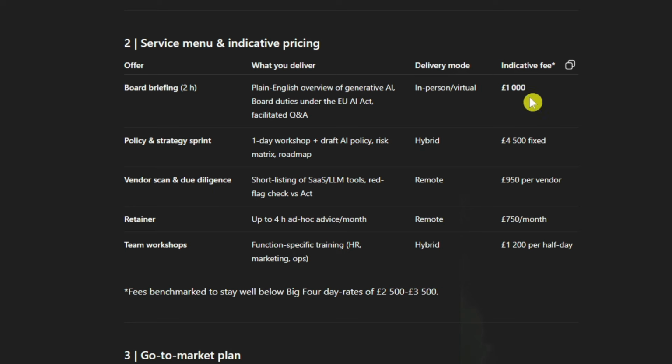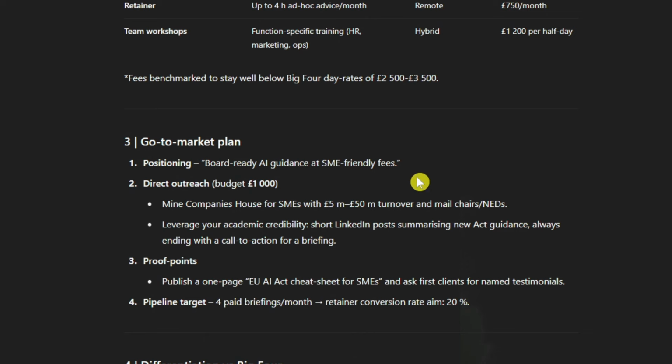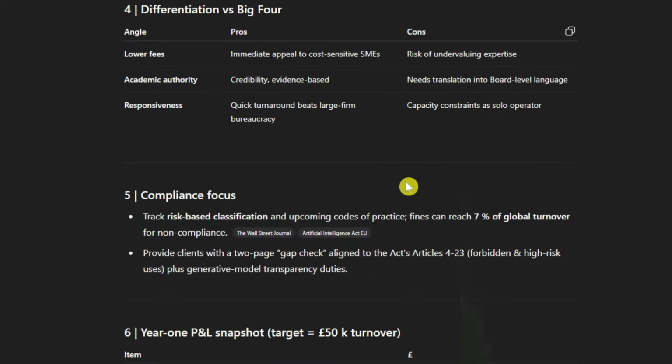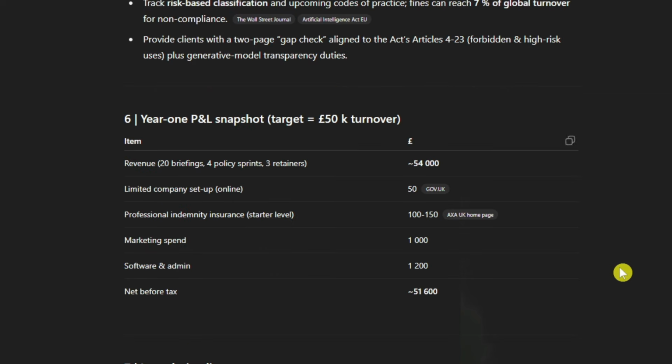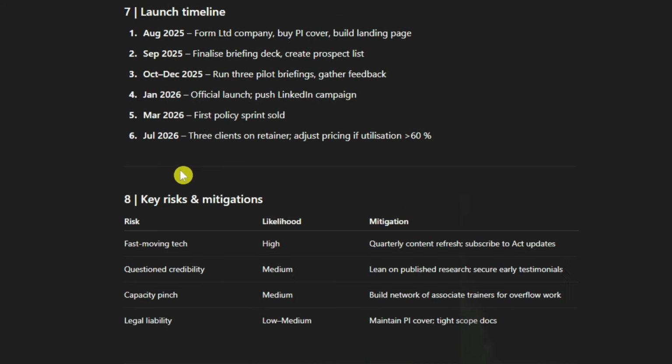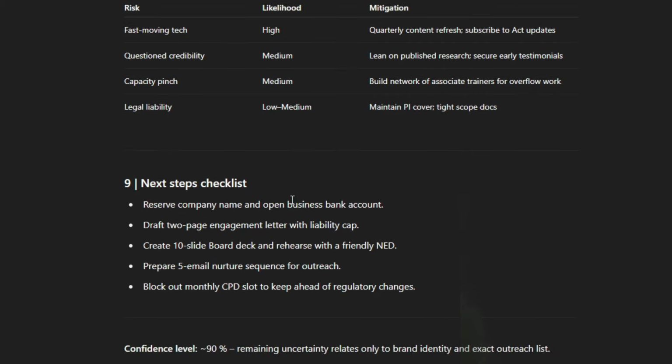It set an initial price, and then it bumped up all the other prices around it. Go-to-market plan, direct outreach, differentiation from the big four, compliance focus, year one P&L snapshot. Hopefully I will get around 54K in year one. Gives me a launch timeline, key risks and mitigations, next steps, and a checklist. It's got a confidence level of 90%.